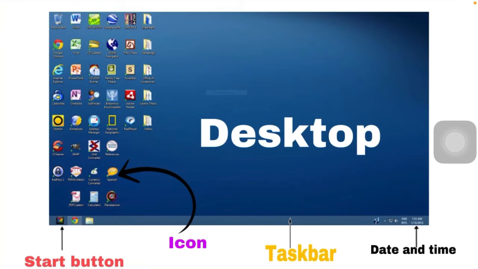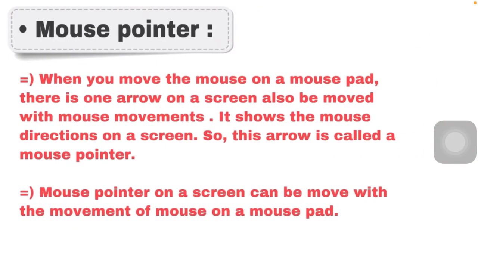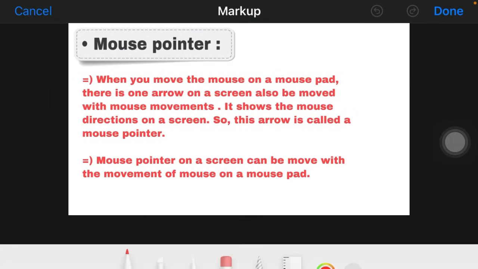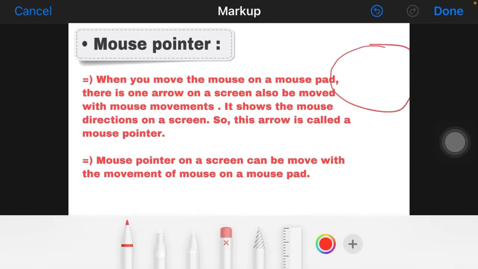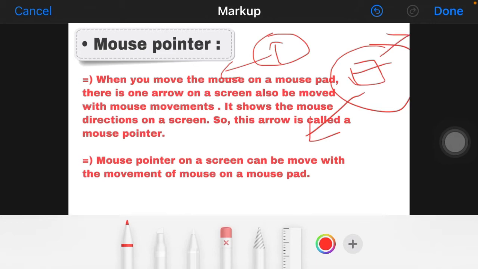Okay, now we are going to discuss each part in detail. First, starting with the mouse pointer. We are all aware of the mouse. The mouse is always present on a mouse pad, right? This is our mouse. With the movement of our mouse, a point is shown on the computer screen. This point also moves with our mouse. If we move our mouse to the left, the arrow also moves to the left. If we move our mouse to the right, the arrow on the screen also moves to the right.